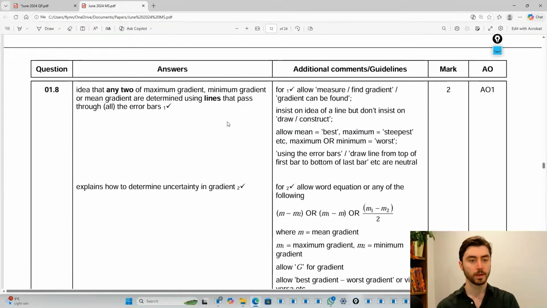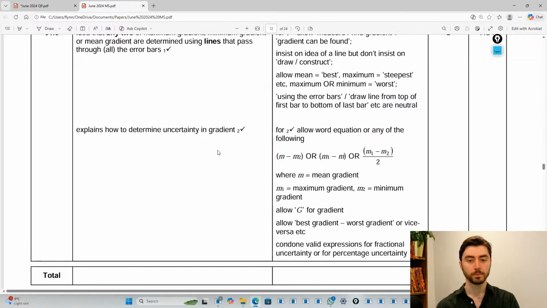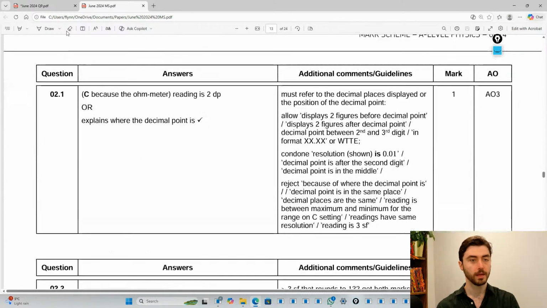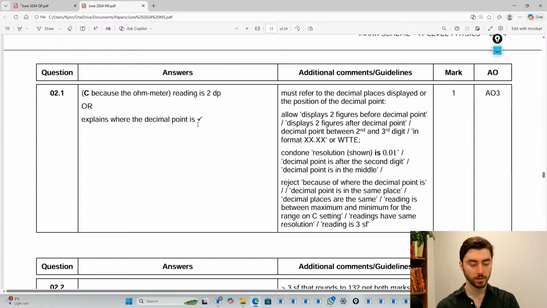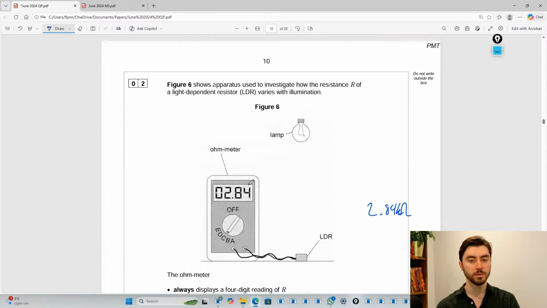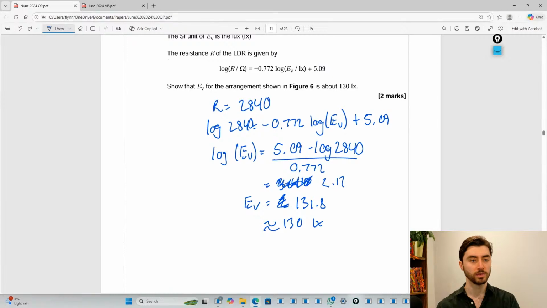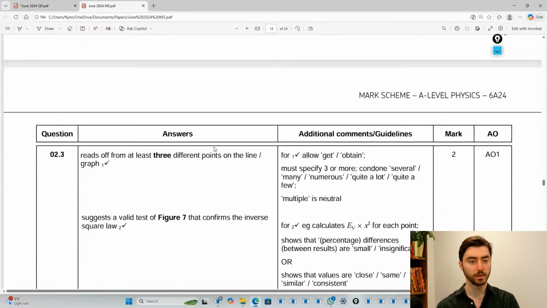1.8. I need to have maximum gradient, minimum gradient, using lines that pass through all the error bars. Line through all error bars, great. And max minus min over 2, perfect. Okay. C, because it's 2 decimal places, great. 132. Yep, so that rounds to 132, which is approximately 130. Great.